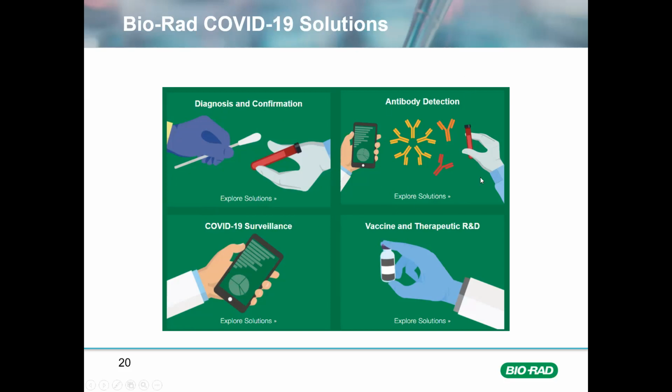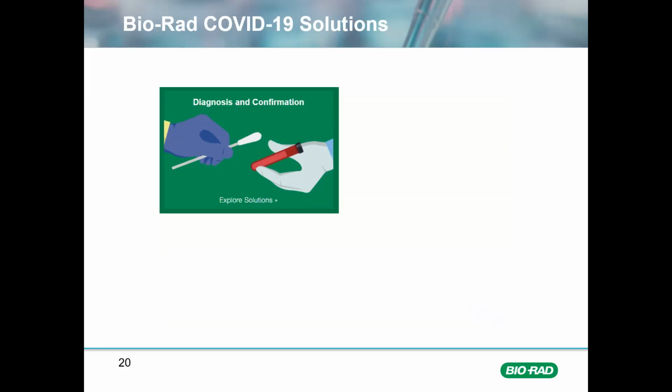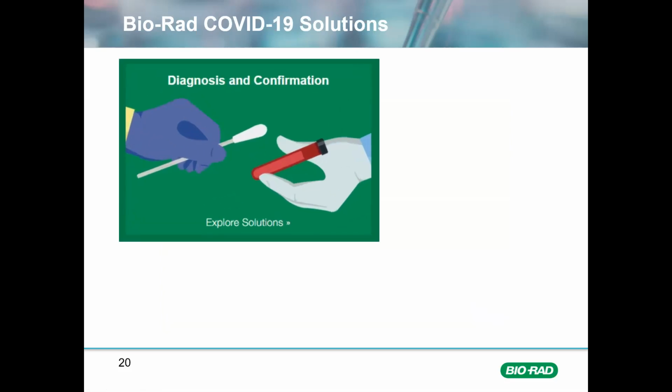And then there are also other solutions, including antibody detection, so serology testing to determine whether or not somebody is producing antibodies to COVID-19, as well as supporting vaccine and therapeutic research and development. For today's presentation, we are going to be focusing on the left 2 applications, diagnostic confirmation and COVID-19 surveillance, as these really are focused on looking at viral RNA, and this is a genomics talk. So first, let's start by talking about diagnostic and confirmational testing.